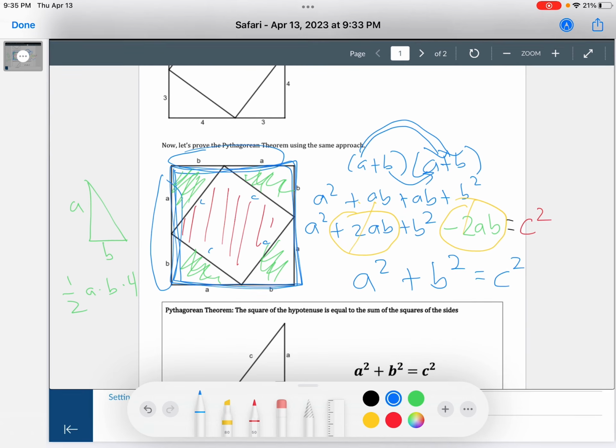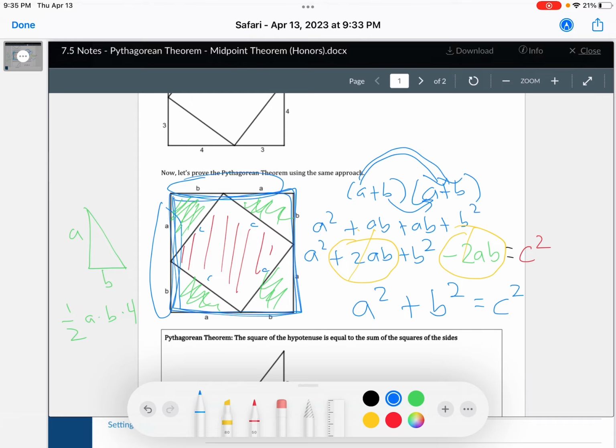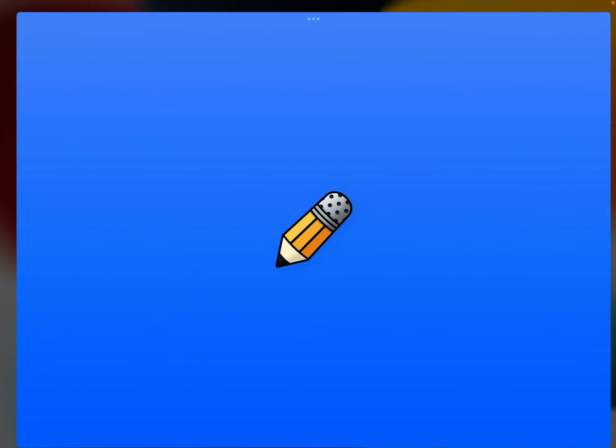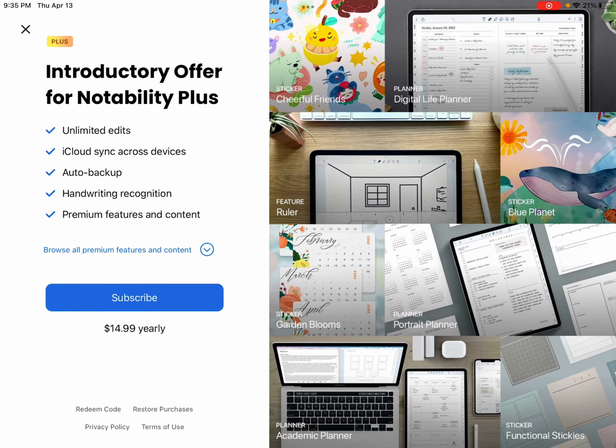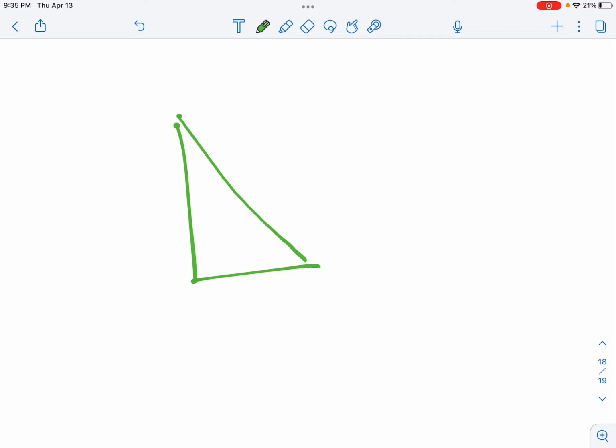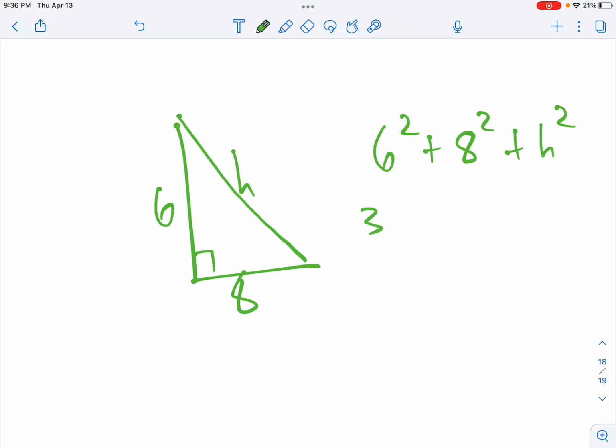Let's go ahead and do a couple questions with the Pythagorean theorem just to make sure we know how to use it. Let's say we have something like this, and this is 6 and 8, and we want to find out h. So leg squared plus other leg squared is equal to h squared. So 6 times 6 is 36, 8 times 8 is 64.